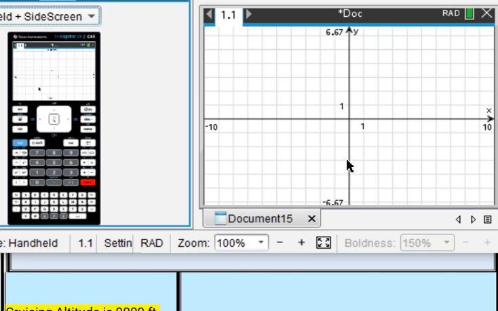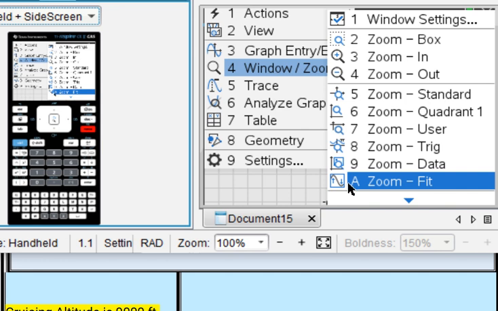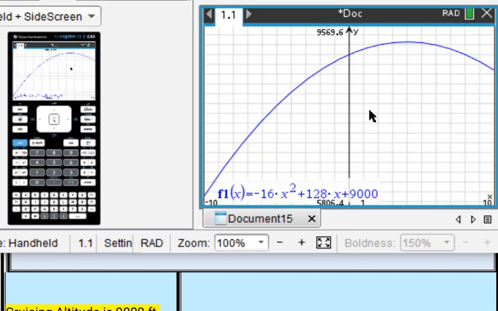And enter. Now, I don't see the graph, but if you look, our y-axis only goes up to less than 7, and this thing goes up to 9,000 feet. So menu, Window/Zoom, and A to Zoom Fit. This is what our graph actually looks like. The only thing I care about is the max, the top of the graph.